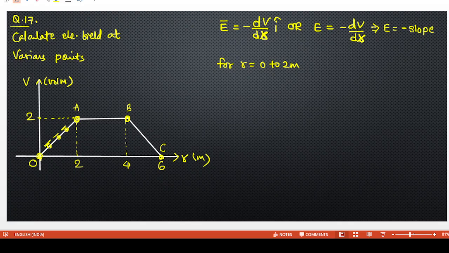So for x equal to 0 to x equal to 2 meter, at any position between r equal to 0 to r equal to 2 meter, what is the slope of the graph? It is going to be same. It is a straight line. What will be the slope of a straight line at each point? Same. So electric field is equal to negative of slope.